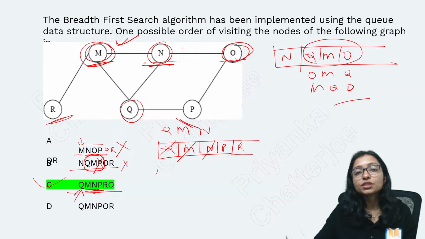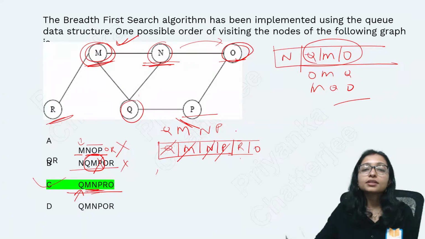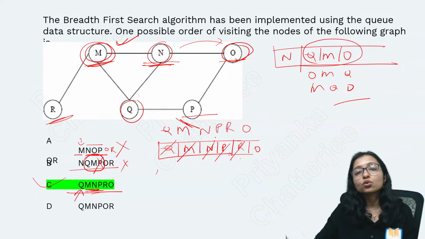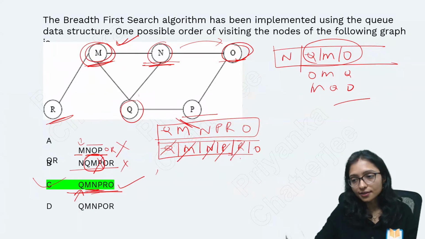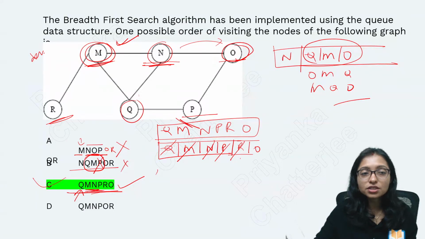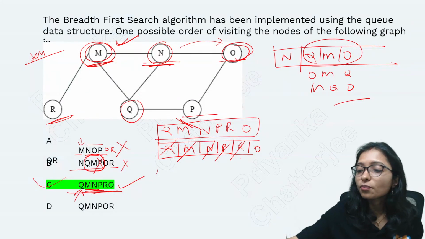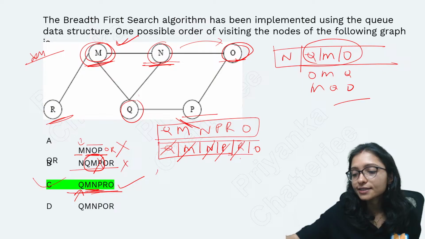Whenever you take out N, is there anyone left? O is left, which is connected with N. You will insert O. Now you are taking out P. At that time is anyone left? No. After that you are taking out R, then O. So you are getting this sequence: Q, M, N, P, R, O. That's why this is the correct answer. Very, very important question from BFS. You can get it. Okay.